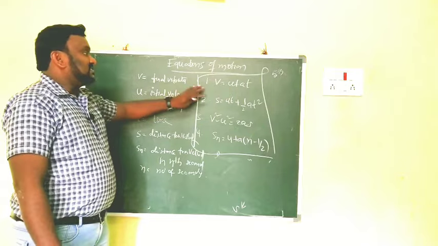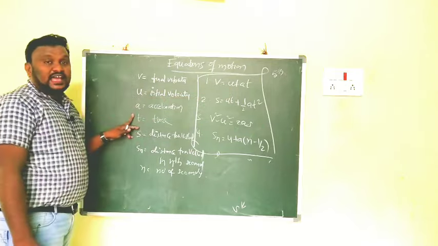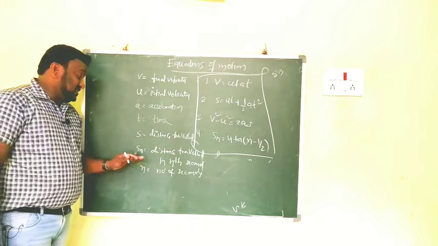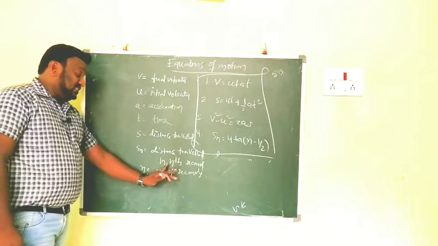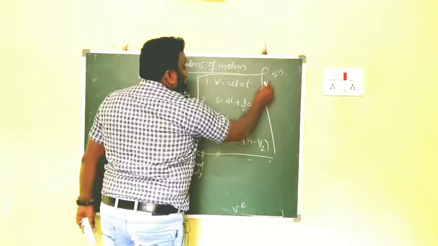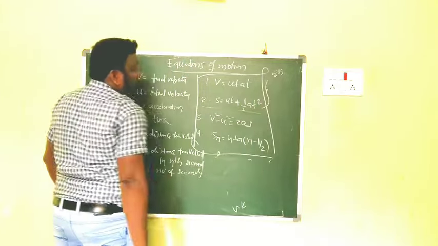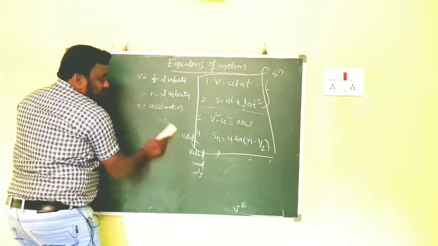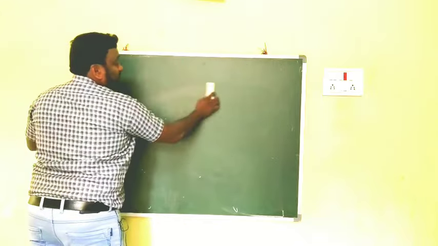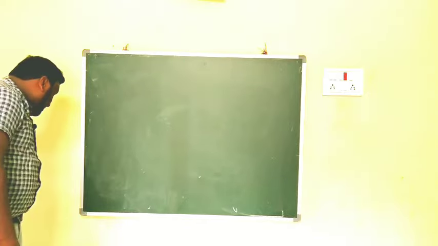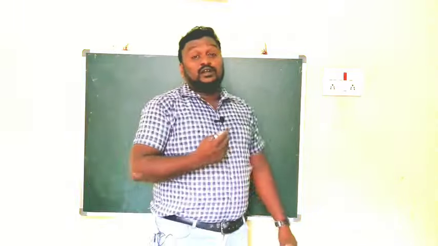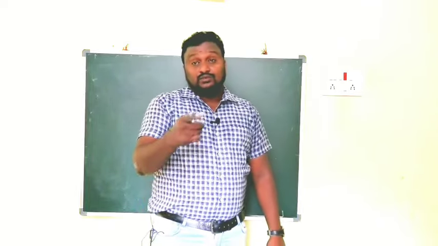v means final velocity, u is initial velocity, a is acceleration, t is time, s is the distance traveled by the body in t seconds, sn is the distance traveled by the body in the nth second, and n is the number of seconds. Of these equations, in today's class we are going to derive two. Watch carefully. These equations are very, very important, and very useful for competitive exams, for IIT level physics. So watch carefully.